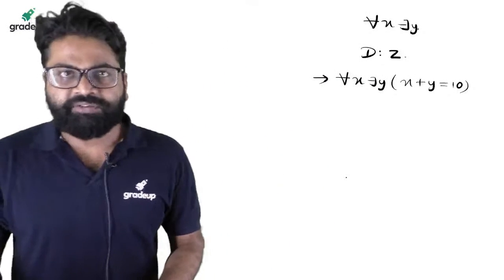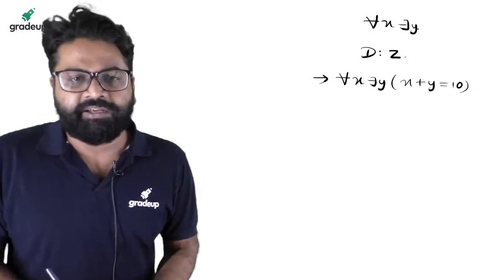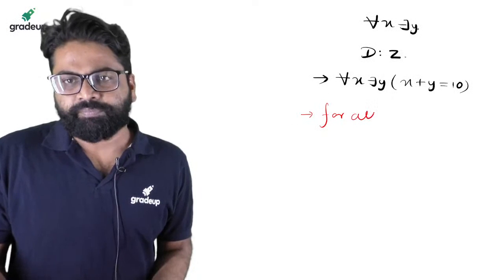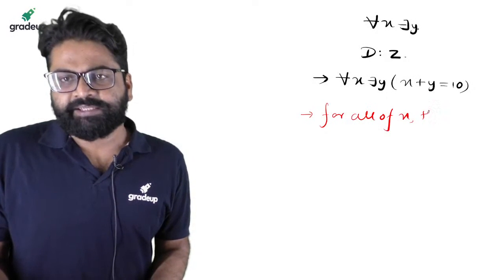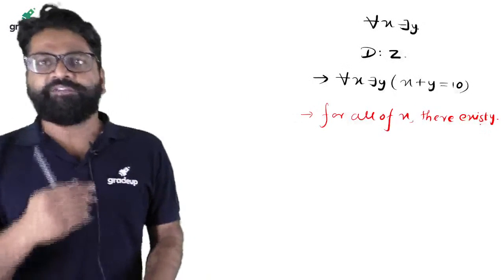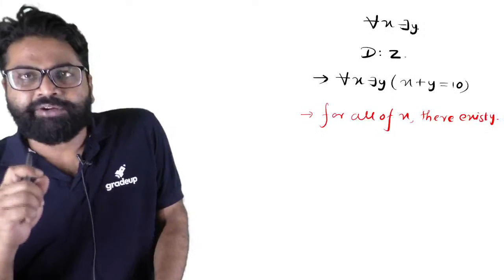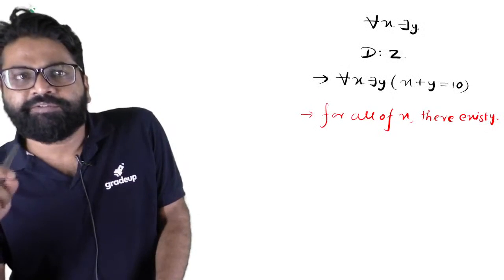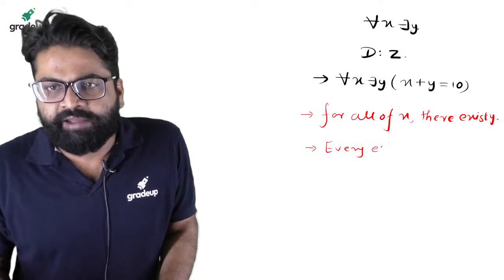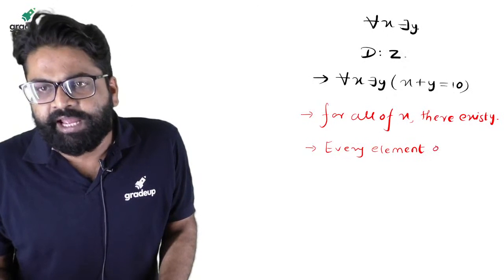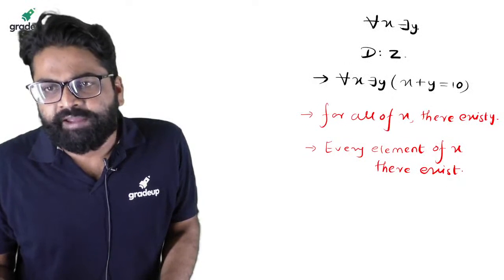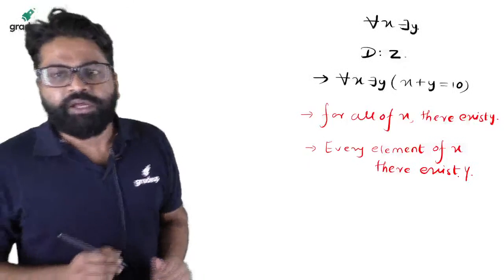As you can see here, we can read it like this: for all of x, there exists y. This is a way of reading. It says that for every element of x, there exists y. You can also understand it like that: for every element of x, there exists y. So that is how to read it.